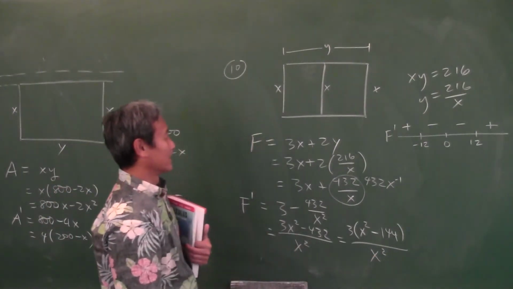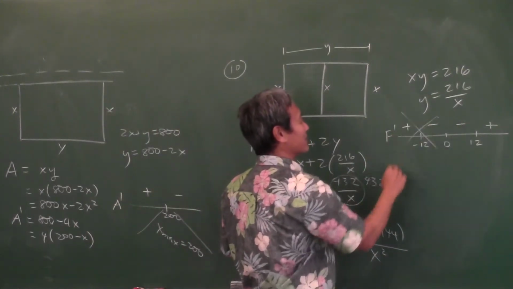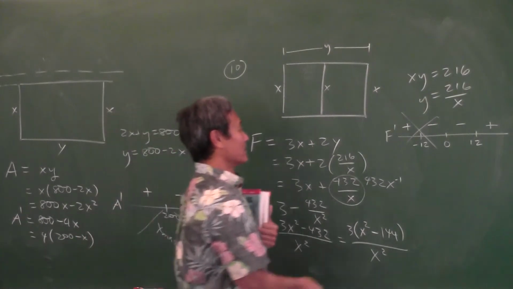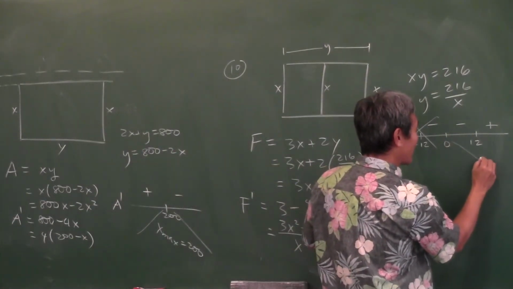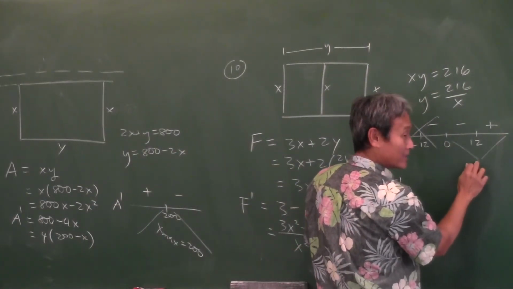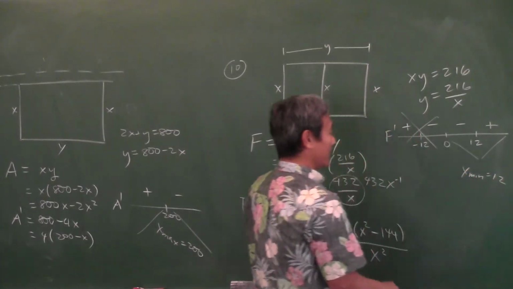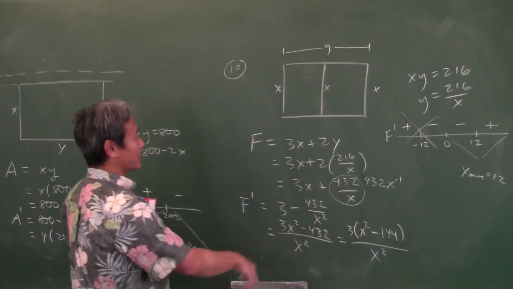Anyway, that part there, we don't care about, right? Because we kind of have negative lengths in there, right? So, f is decreasing, f is increasing, so the minimum fencing occurs right there. X min is equal to 12. If you want to use a minimum amount of fence, then you make x 12.